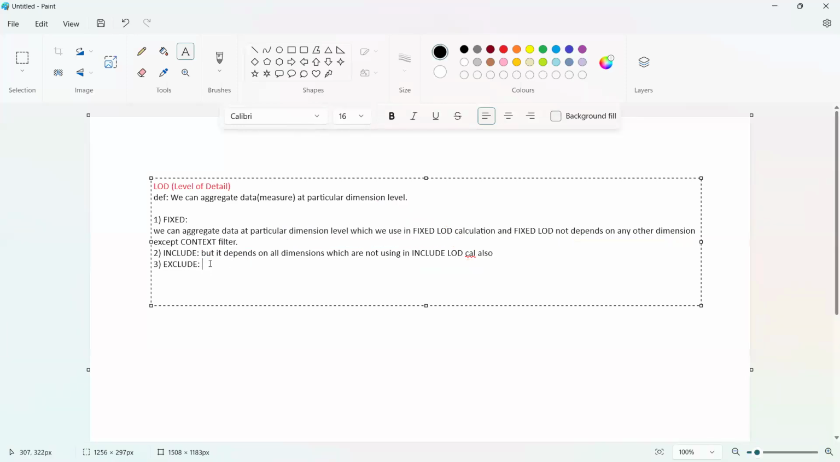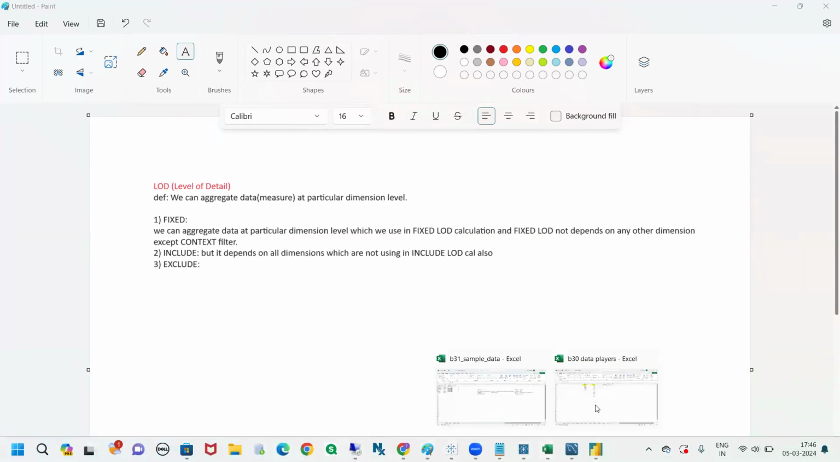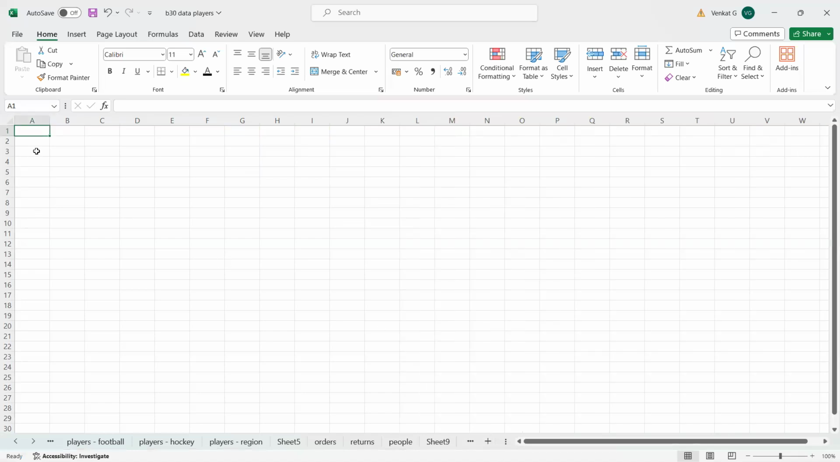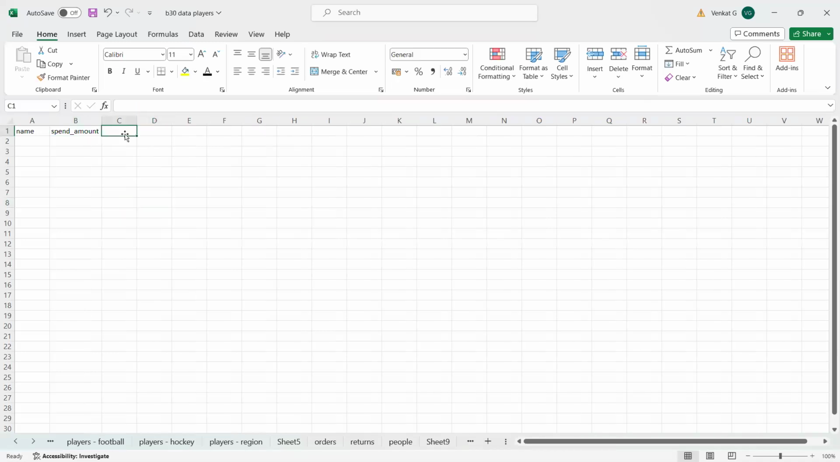Okay. Now we'll come to exclude LOD. Instead of just explaining exclude LOD, I will tell you what it is with one example. Let's take some sample data here, so with the sample data we can understand it very easily. I have one person name here. This person is spending some amount, I can say spend amount. And assume that we also have the month in which he is spending that amount.